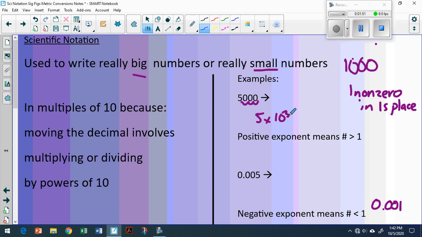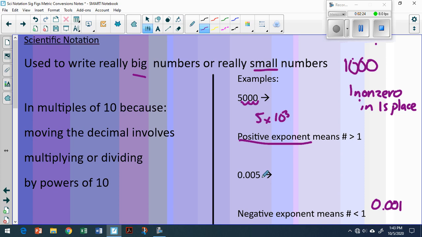So when I have a very large number, I'm going to have a positive exponent, because when I multiply times a positive exponent of 10, that's going to give me a large number. So this as a calculation, if you would type this in your calculator, you would get 5,000. When we write it like this in scientific notation, though, it is not actually a calculation, it is a value or a single number.